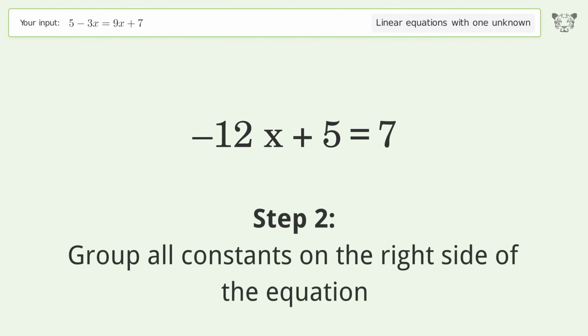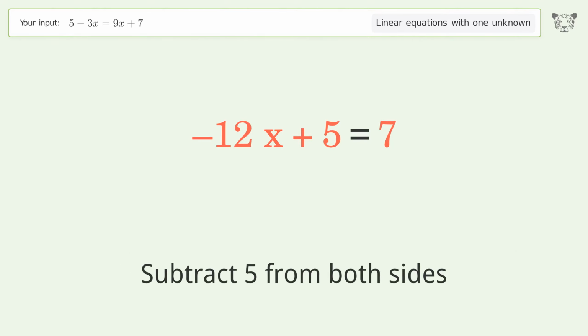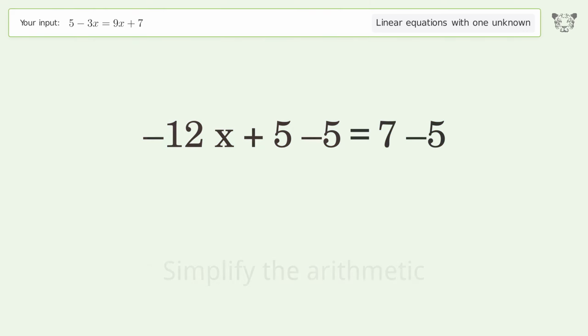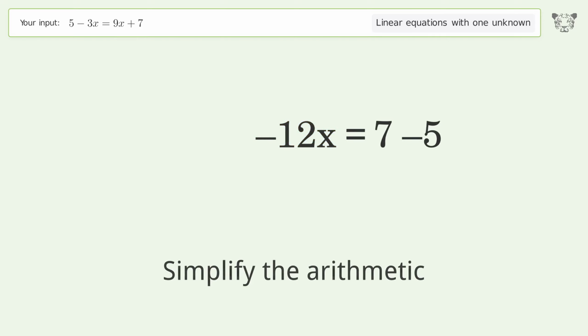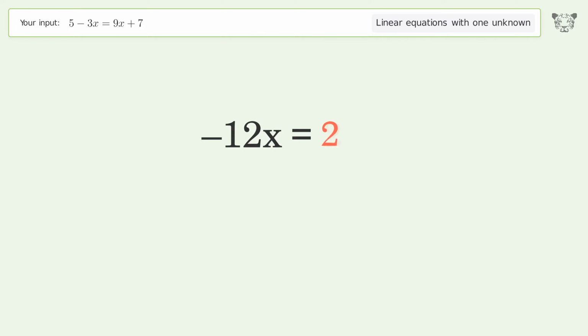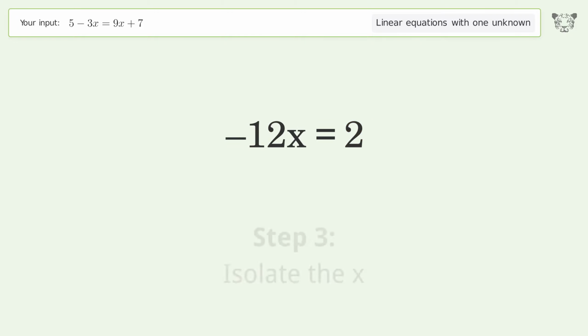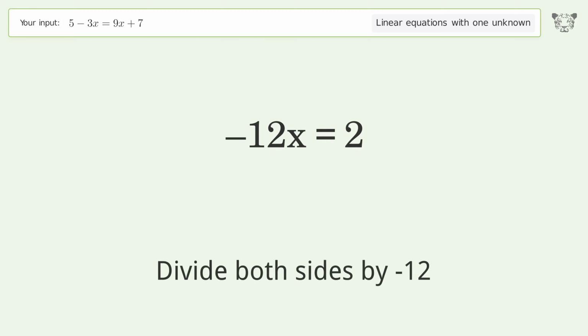Group all constants on the right side of the equation. Subtract 5 from both sides. Simplify the arithmetic. Isolate the x. Divide both sides by -12.